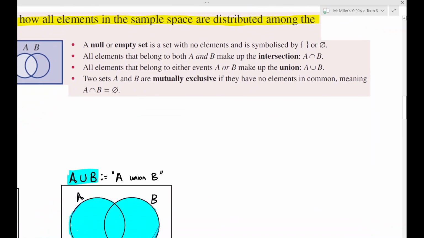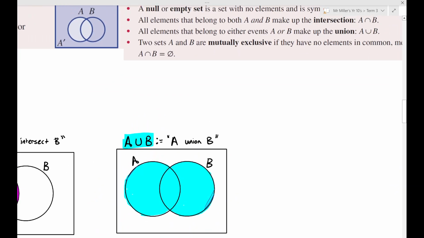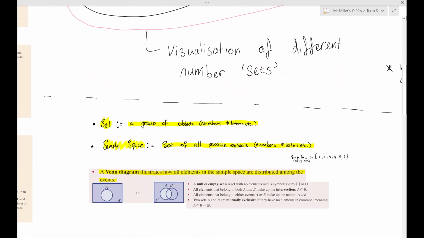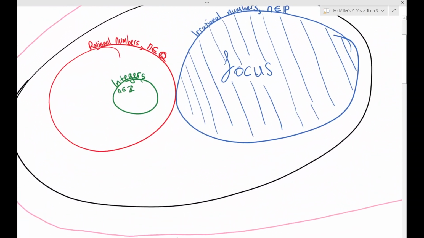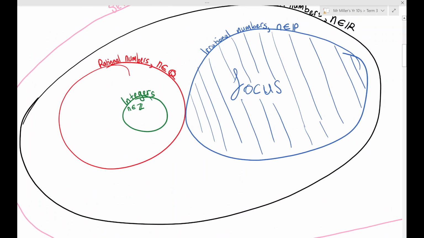Okay, so intersections, unions, we're going to talk about that now. Mutually exclusive, just like here we saw rational numbers and irrational numbers, they don't intersect at all. These sets do not intersect. There's no numbers in rational numbers that also exist in irrational numbers. These two sets are mutually exclusive.